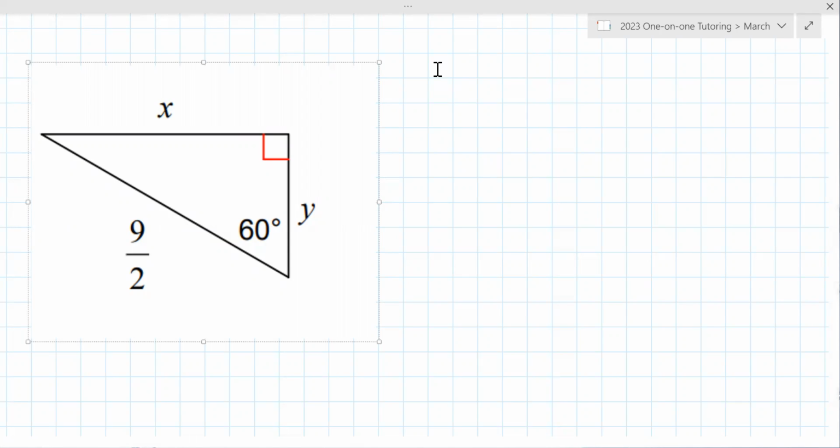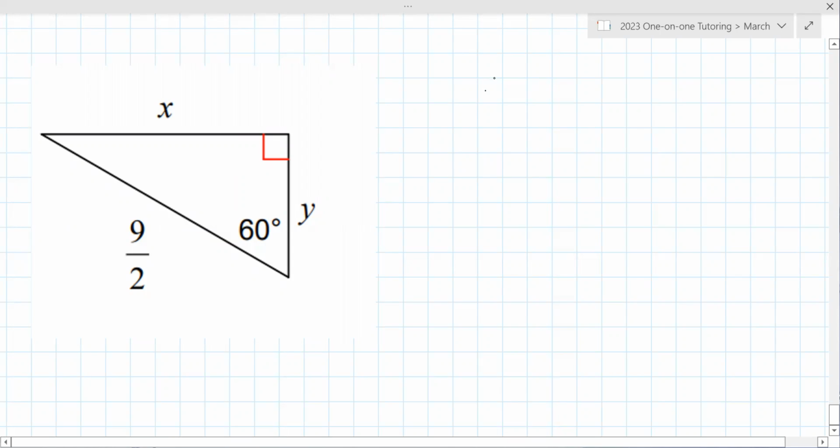Okay, so y equals 9, x equals 9 square root 3. How did you find y? What are you given in the problem? I'm given the hypotenuse, and then I would divide it by 2.